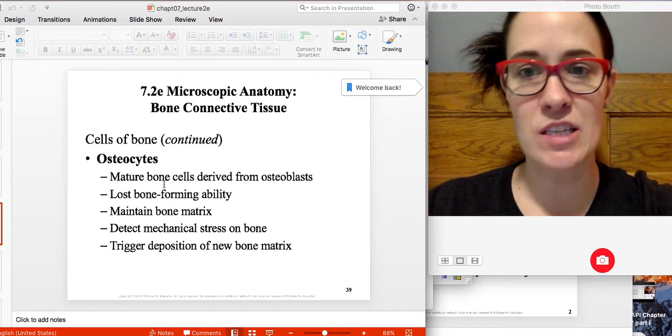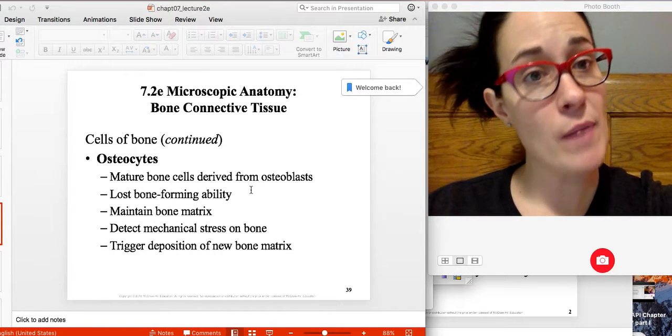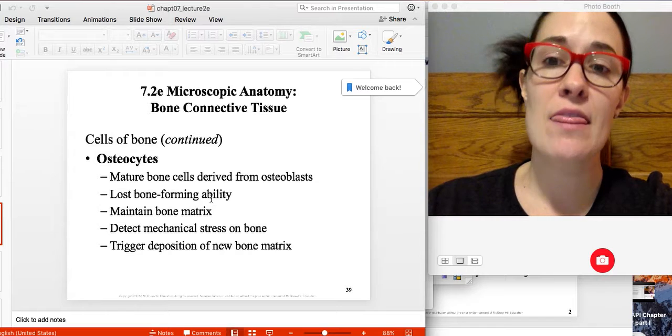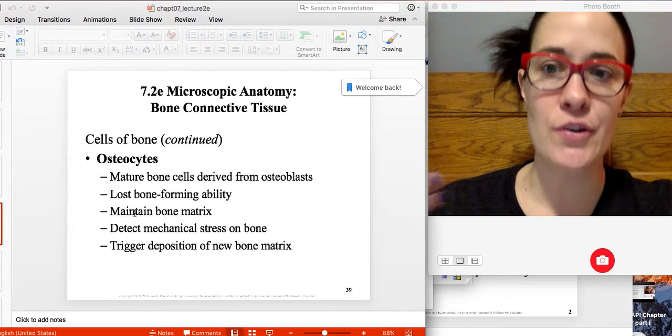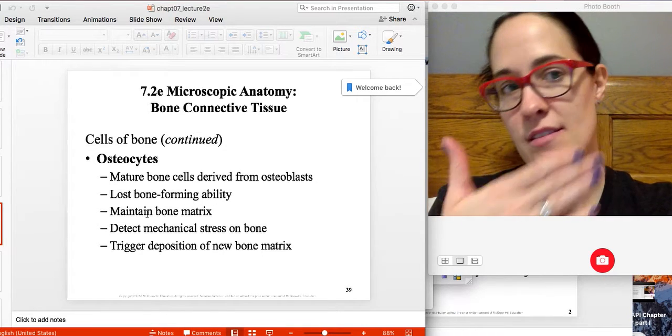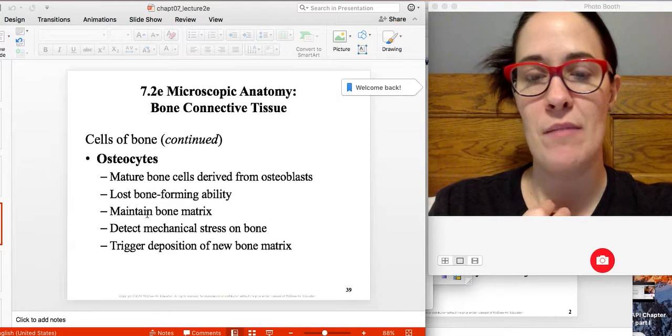So osteocytes are mature bone cells that are made from the osteoblasts. They maintain, underline maintain, the bone matrix. They keep it how it needs to be.